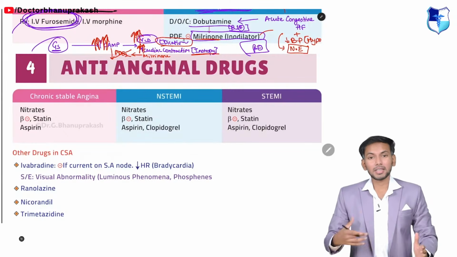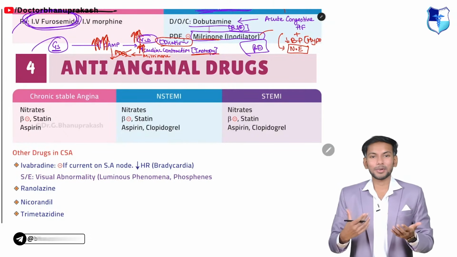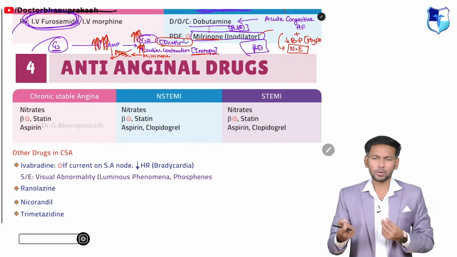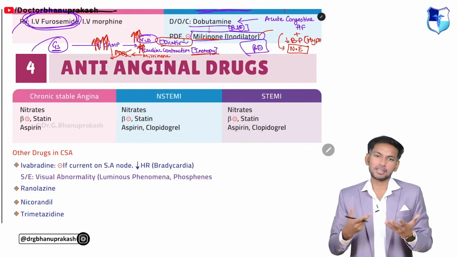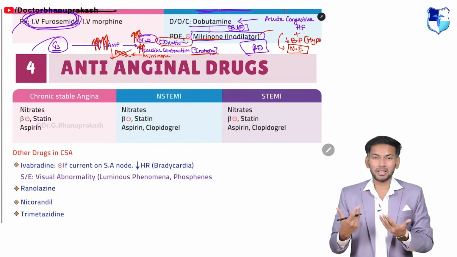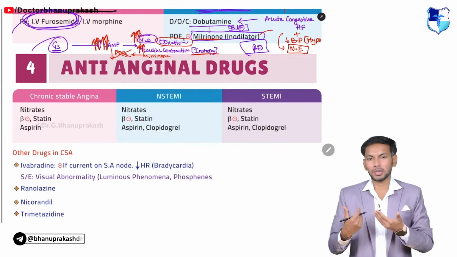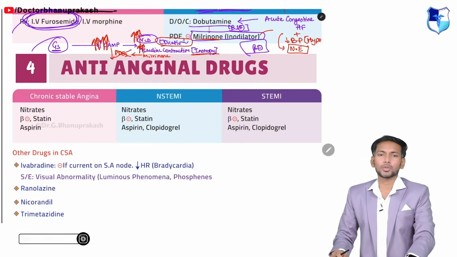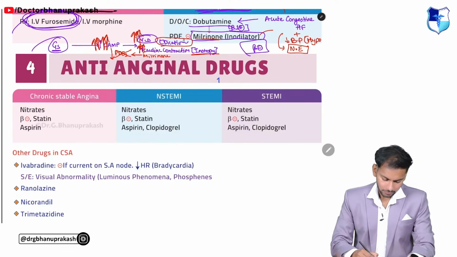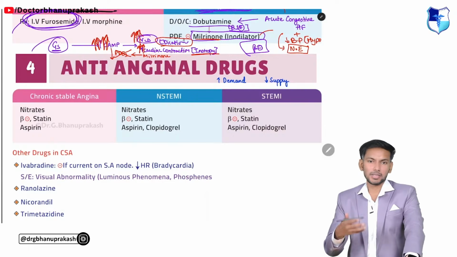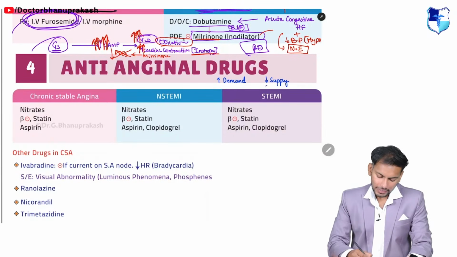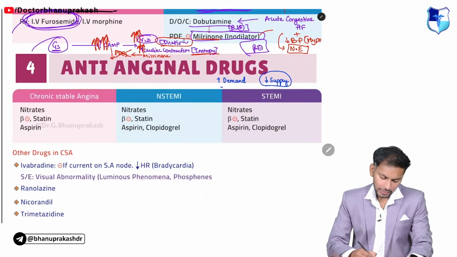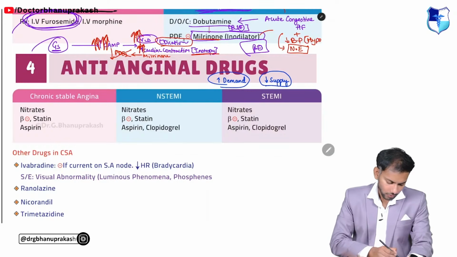Now, coming to the fourth chapter in this, it is about the anti-anginal drugs. Now, all of you know it is angina. Angina is chest pain because there is decreased oxygen supply to the myocardial muscles. So, there is increased demand and decreased supply. So, what you should do in angina, you either have to increase the supply or decrease the demand. Demand is because of heart rate.